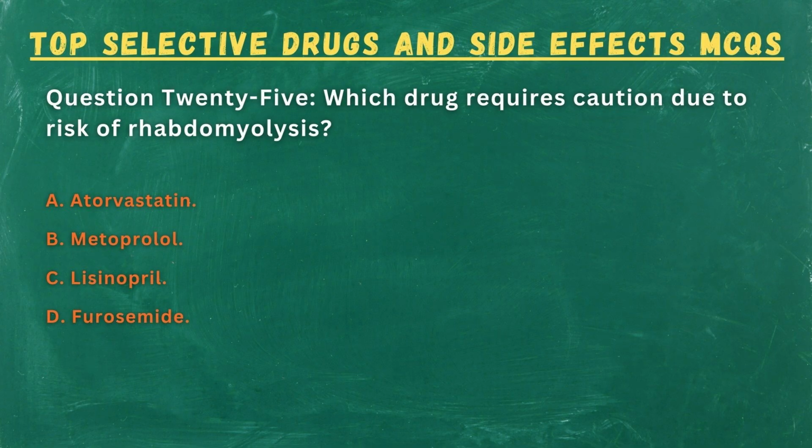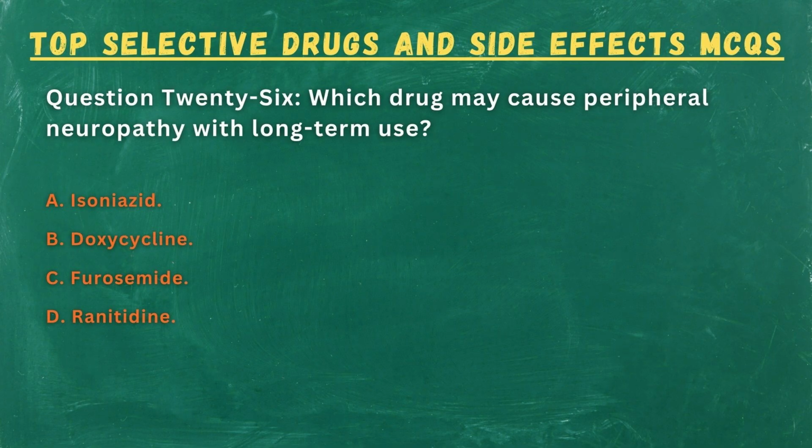Question 25. Which drug requires caution due to risk of rhabdomyolysis? A. Atorvastatin. B. Metoprolol. C. Lisinopril. D. Furosemide. Answer: A. Atorvastatin.